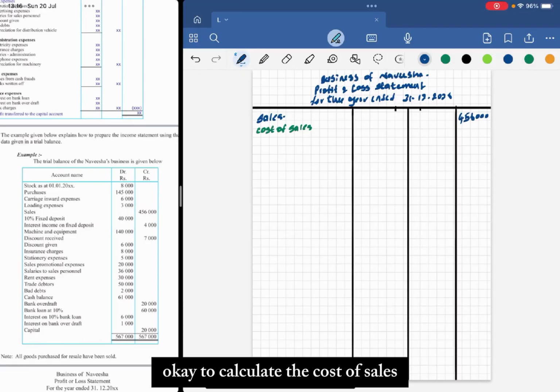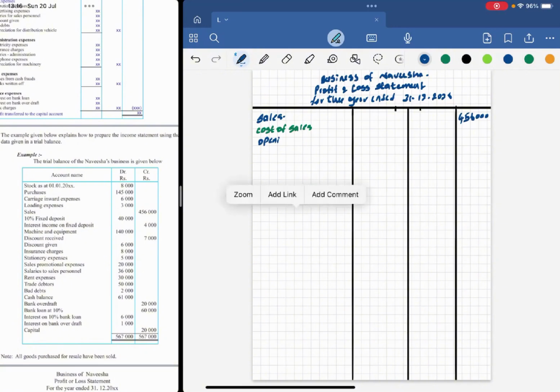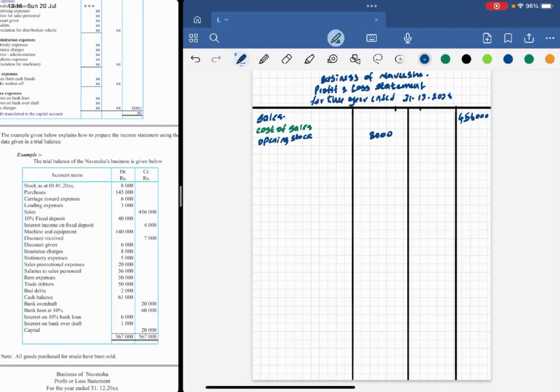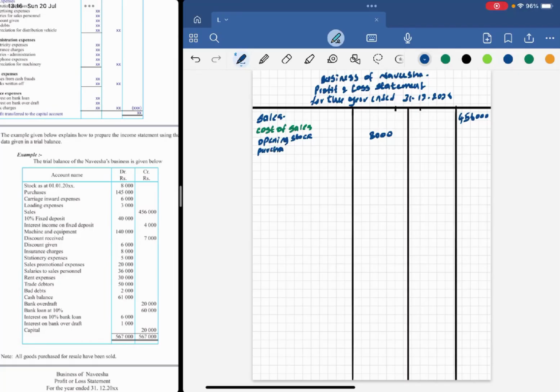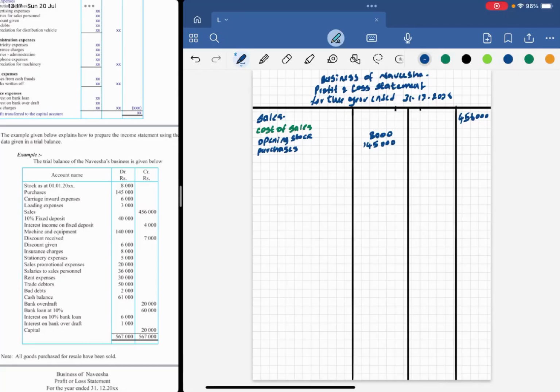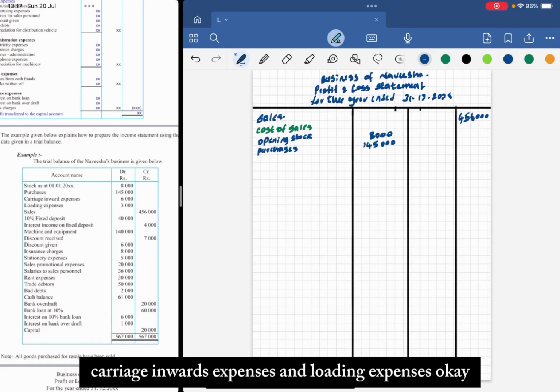To calculate the cost of sales, we will have to start with the opening stock. Opening stock is how much? 8,000. Then we will have to calculate the purchases. Purchases is 1,45,000. Then there are two expenses: carriage inwards expenses and loading expenses.